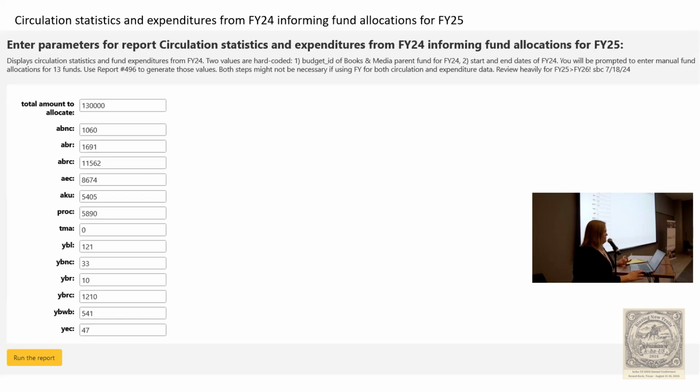And there are things like reference continuations, adult electronic content, which is where we put things we buy for our Kindles. Oh, and our Overdrive Advantage files, so things like that. And then the youth versions of those.